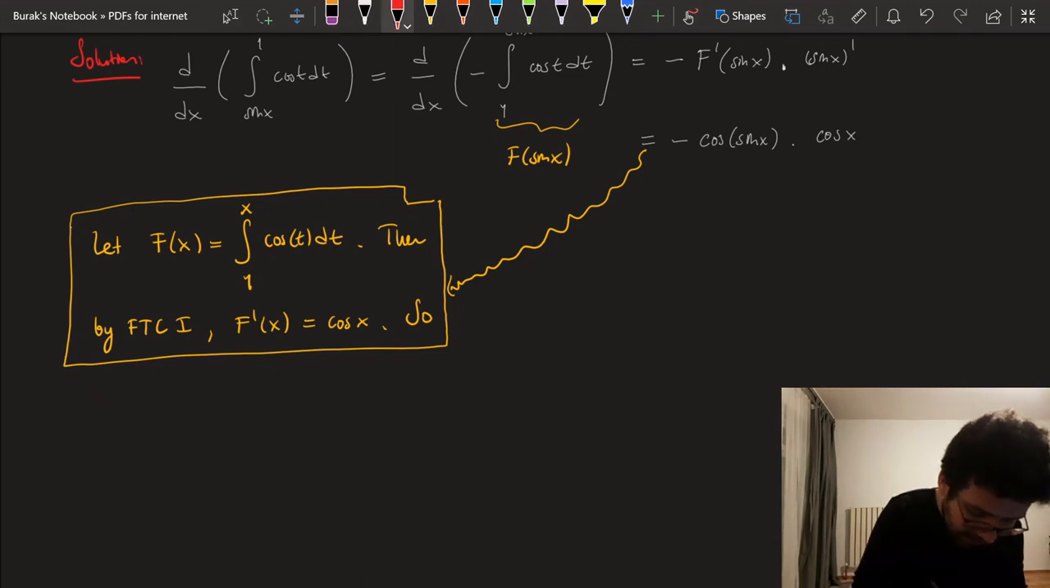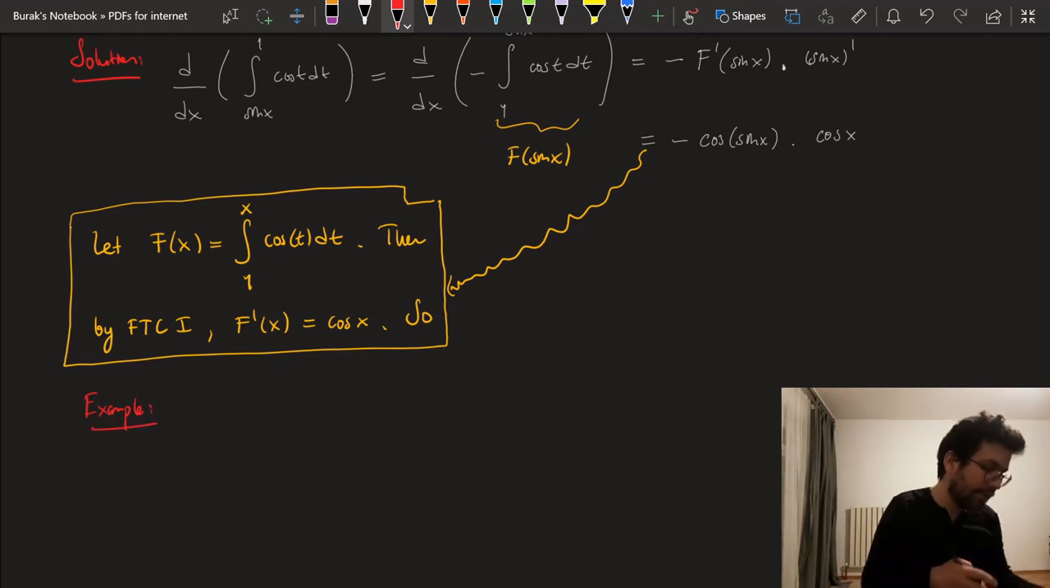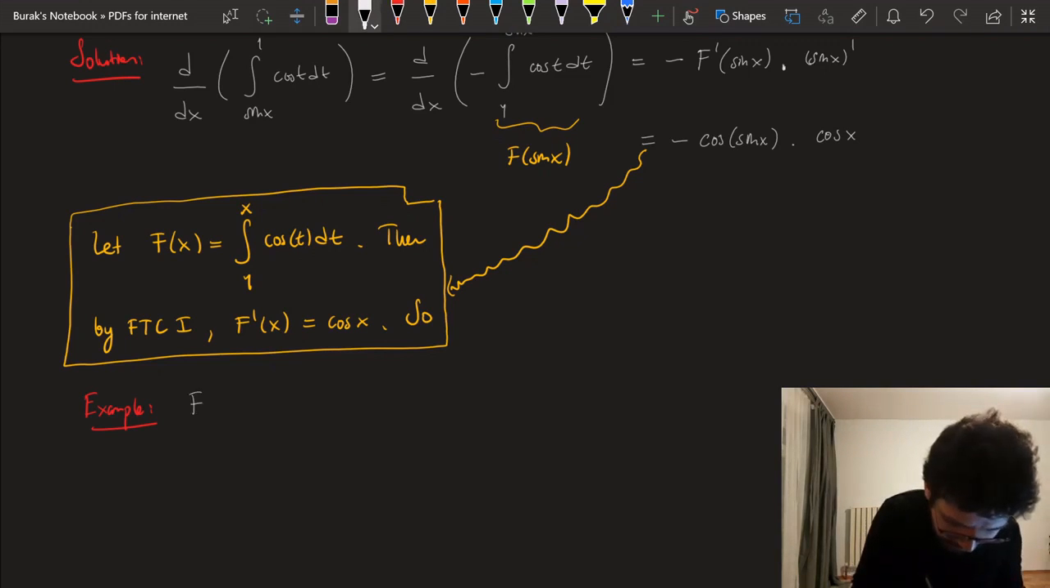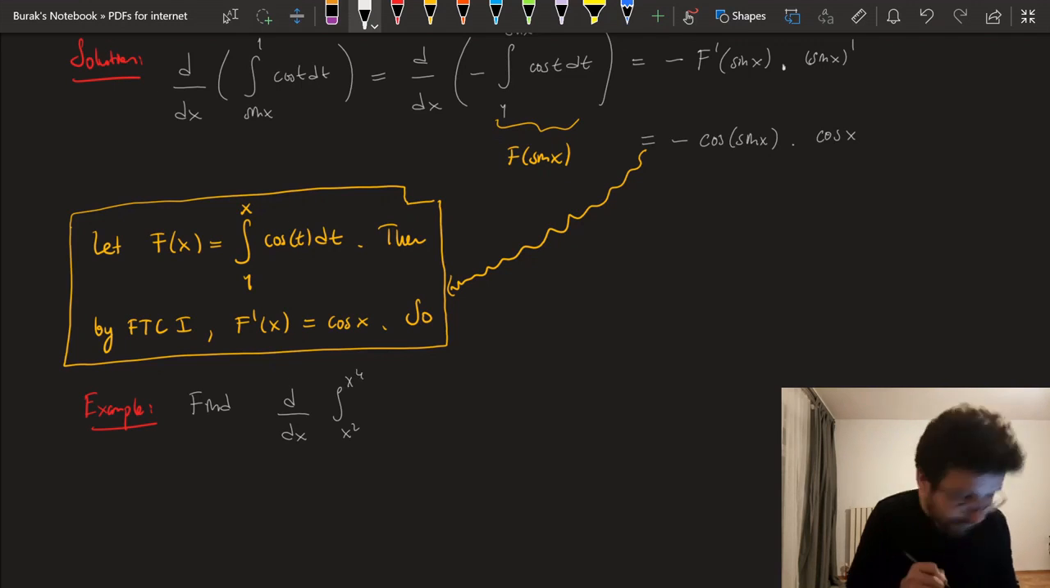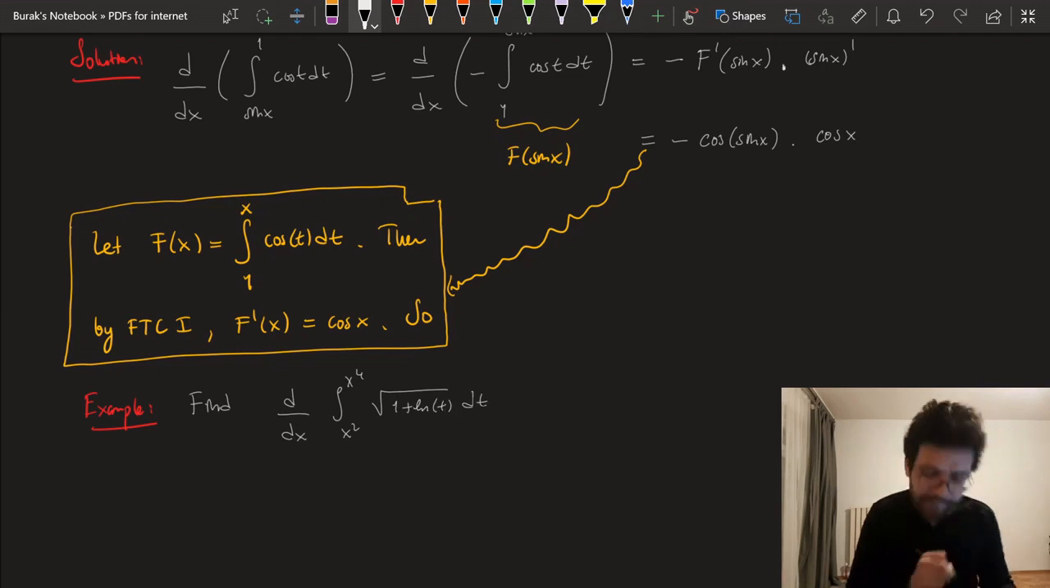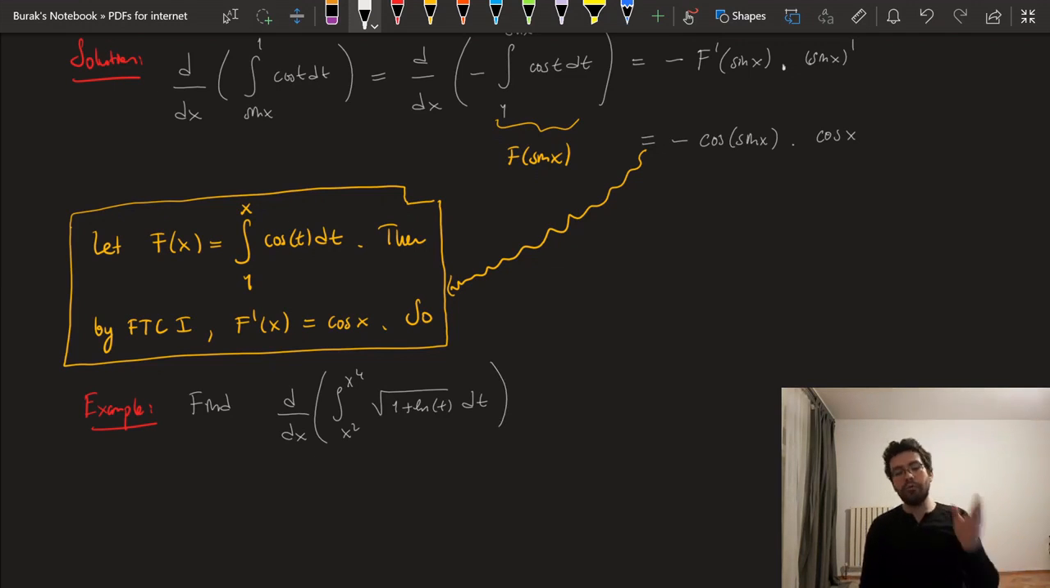Now let me solve another question like this. I'm not going to completely solve this, but I am going to do half of the solution and leave the other part to you. Let's say that I want to find the derivative of the following function, which is defined in terms of a definite integral: the derivative of the integral of square root of 1 plus ln of t dt from x squared to x to the power 4.